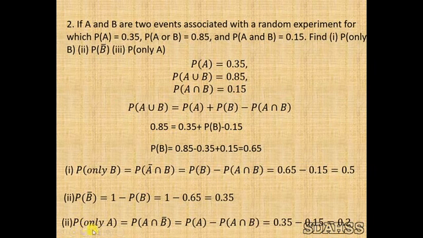Subdivision 3. P of only A. P of only A means P of A intersection B bar. So its formula is P of A minus P of A intersection B. Substitute the values. So you have 0.35 minus 0.15, which is equal to 0.2.